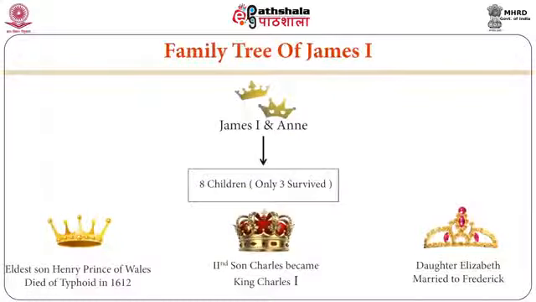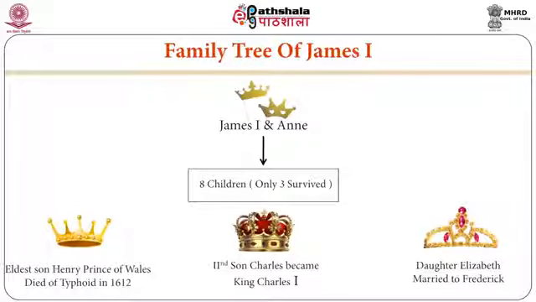Friends, on the screen there is a family tree of James I. Anne, his wife, had 8 children, only 3 survived. Eldest son Henry, Prince of Wales, died of typhoid in the year 1612. Second son Charles became king, Charles I. Daughter Elizabeth married Frederick. These are very important in the history of England.